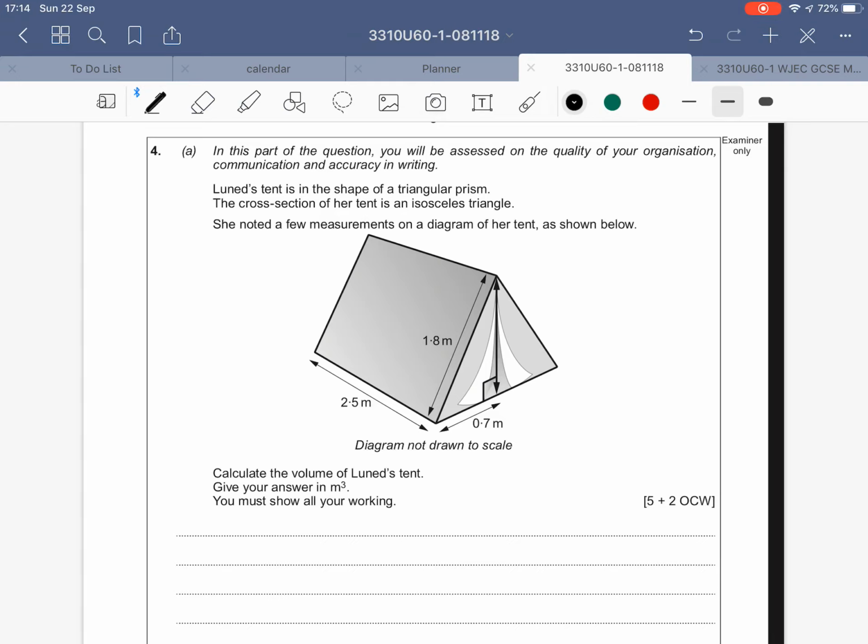So, Lunid's tent is in the shape of a triangular prism. The cross section of the tent is an isosceles triangle, so those two sides are the same, so that's also 1.8 meters. She noted a few measurements on the diagram. Calculate the volume of the tent.